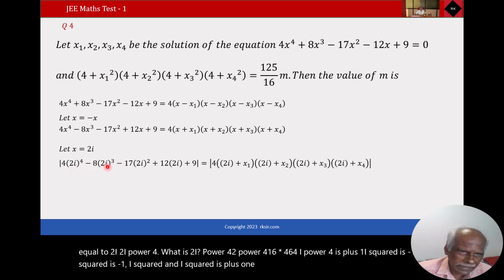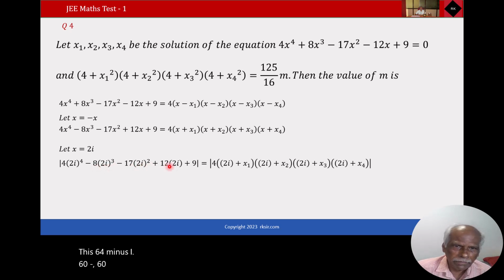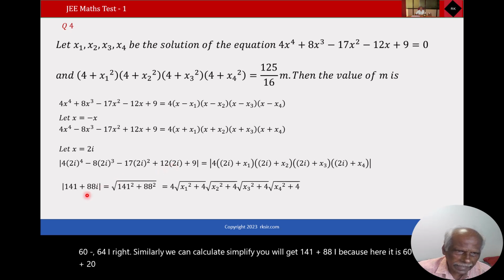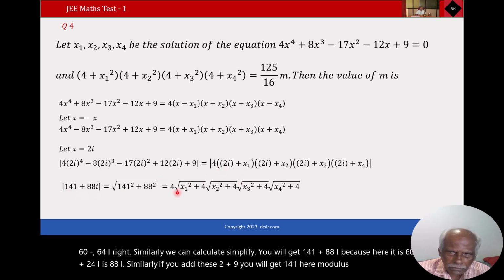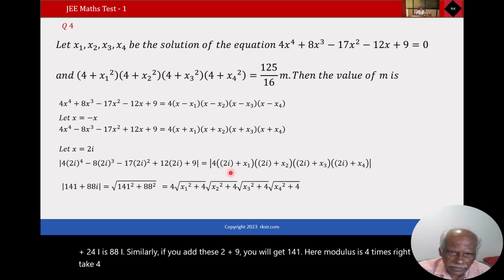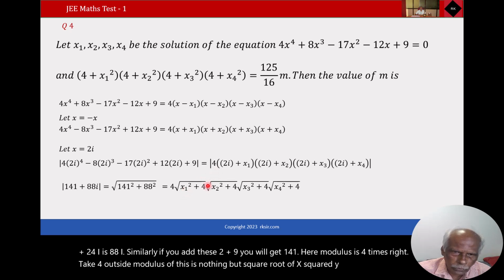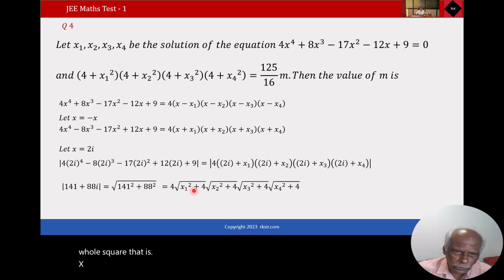Similarly here, minus i. This is 64 minus 64i. Right? Similarly we can calculate and simplify, you will get 141 plus 88i, because here it is 64i plus 24i is 88i. Similarly if you add these two plus 9, you will get 141. Here the modulus is 4 times, right? Take 4 outside. The modulus of this is nothing but square root of x squared plus y squared, that is (2i) whole squared plus x1 squared, so x1 squared plus 4. Clear?